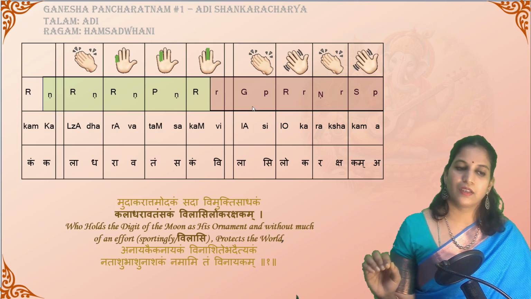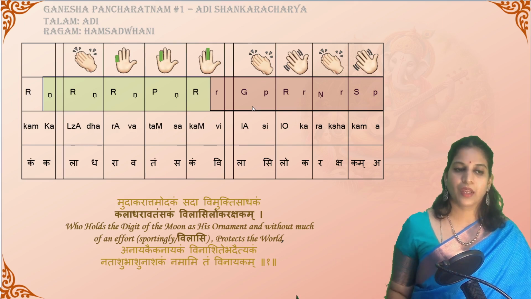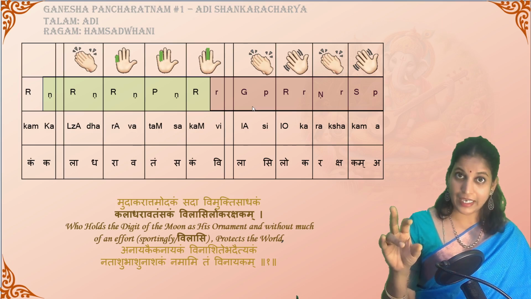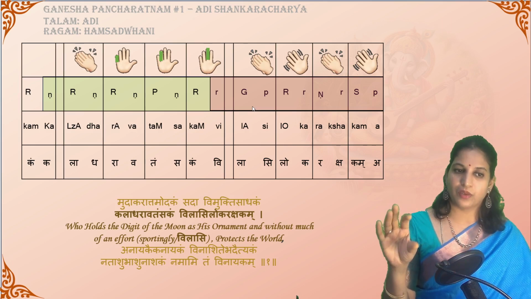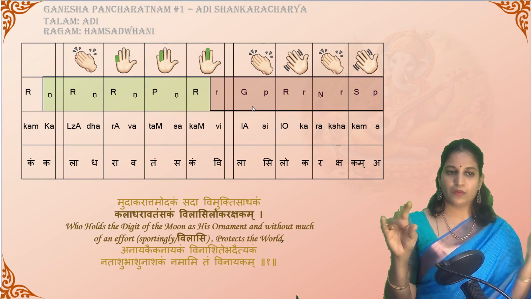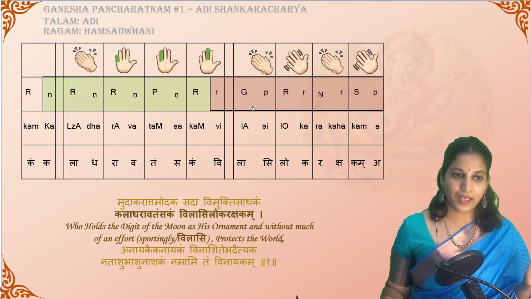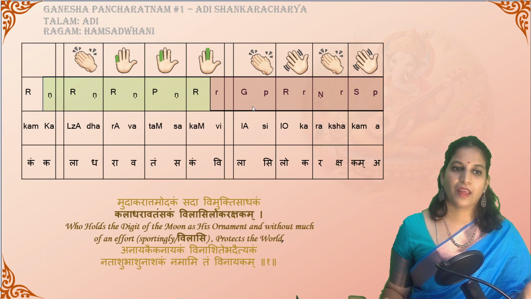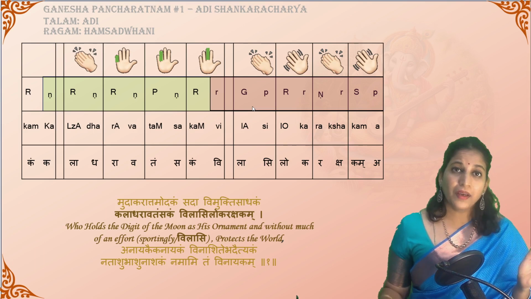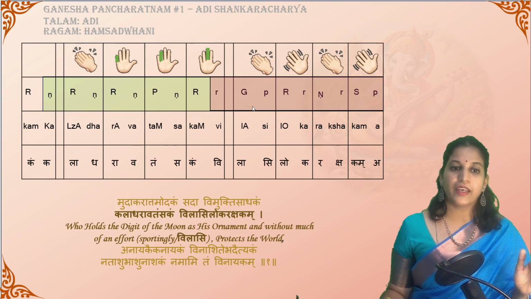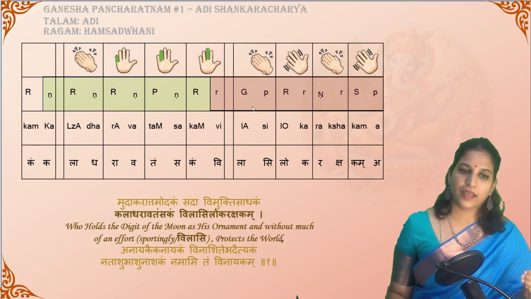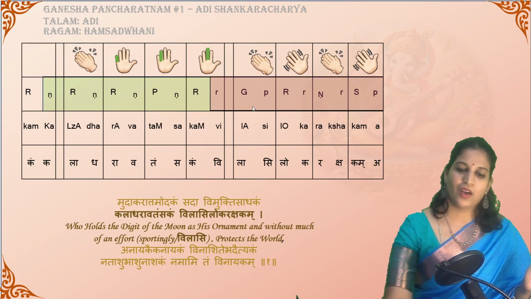Let's repeat the swaram one more time with sahityam. Ni re ni pa ni re. 1 2 3 1 2 3 1 2 3. Kaladharavatam sakam. Riga pariri nirisa vilasi loka rakshakam. Alright.